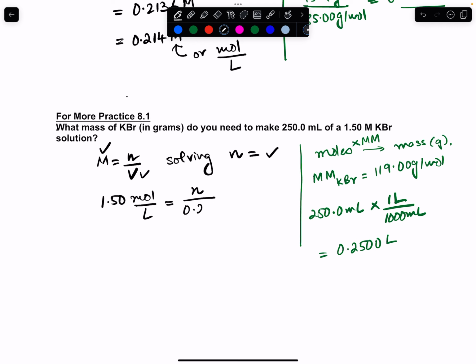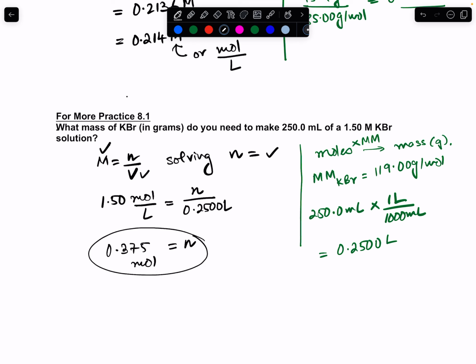Let's plug that in here. That's going to be 0.2500 liters. And if we solve for this, we get N is equal to 0.375 moles. Now that's N. Now we can use this relationship, moles times the molar mass, to give us the mass, which is what the problem is asking us for.